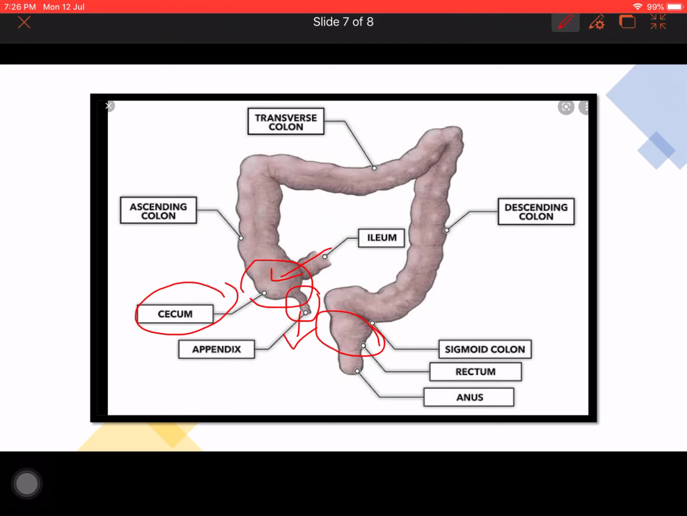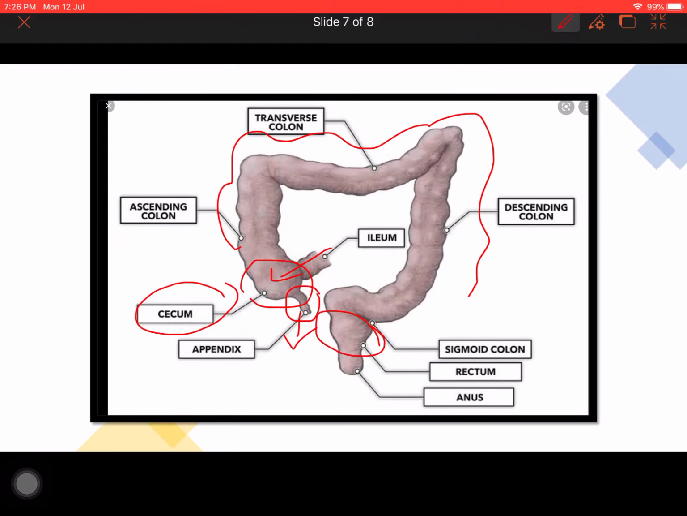And this vermiform appendix is a worm-shaped, tube-like structure. It is found in the first part, coming out from the blind end of the cecum. Now the second part is the colon. Colon has three parts: the ascending colon, the transverse colon, and the descending colon.